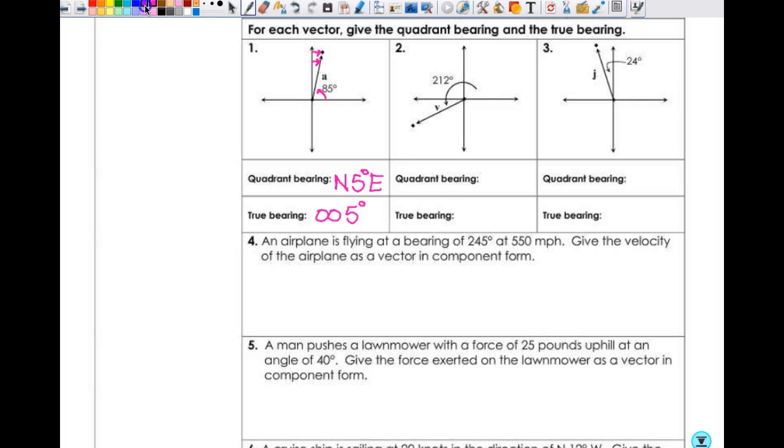All right, so then we have this one. We want the quadrant bearing first. So this is going to be south something degrees west, right? So south something west. How could I figure out what that something is? Okay. I heard a couple of things. I could take 180 from 212, that gives you this, but then you'd have to subtract that from 90, right? Or this whole thing to here is 270 minus 212, right? What would that give you?